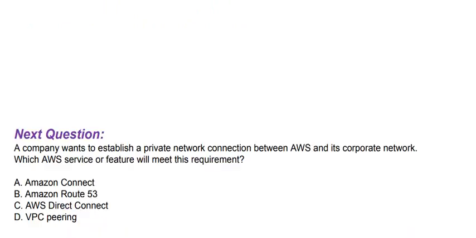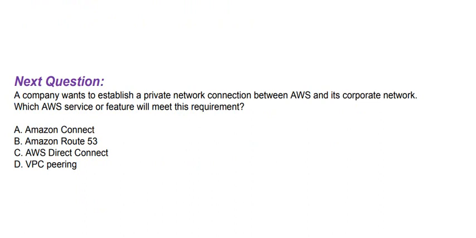Next question is, a company wants to establish a private network connection between AWS and its corporate network. Which AWS service or feature will meet this requirement? Option A, Amazon Connect. Option B, Amazon Route 53. Option C, AWS Direct Connect. And option D, VPC peering. The correct answer is option C.